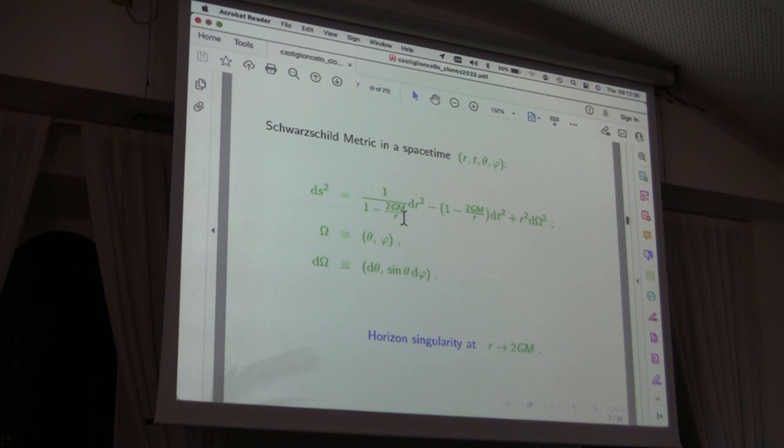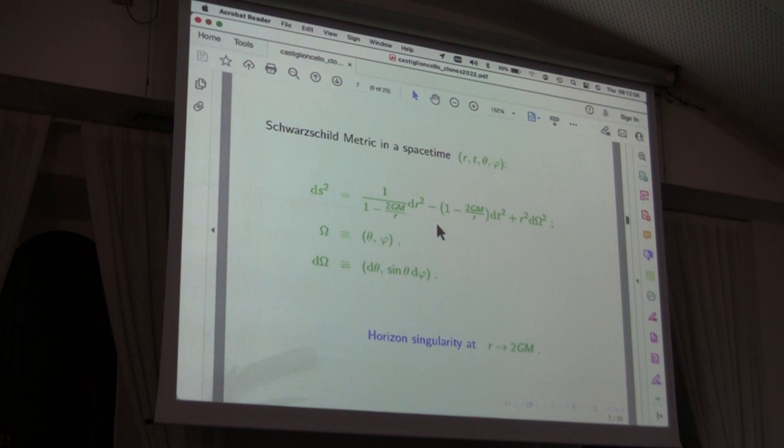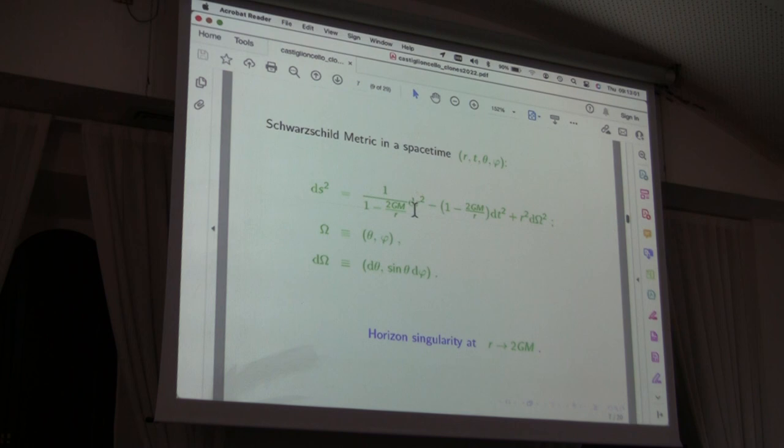Omega, by the way, stands for the two angles on the sphere orthogonal to these r, t coordinates, and d omega stands for the infinitesimal variations in these angles that you can consider when you write down this metric. The horizon is at r equals 2GM, and it's clear that you see just one horizon, so just one value for r, where particles can go in or particles can go out.